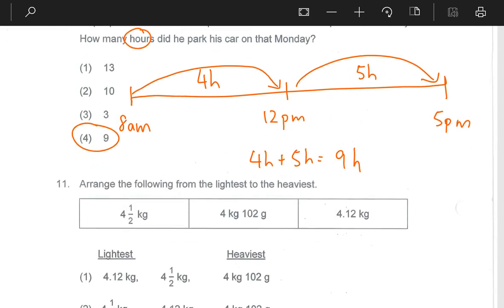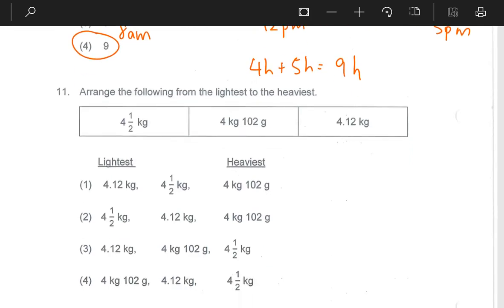Okay. Now question 11 is interesting because you have a fraction, you have a whole number, and you have a decimal. So I think the goal over here is to really change them to the same type of number. Fractions and decimals can be very confusing, so I think it will be good if we can change these into whole numbers.